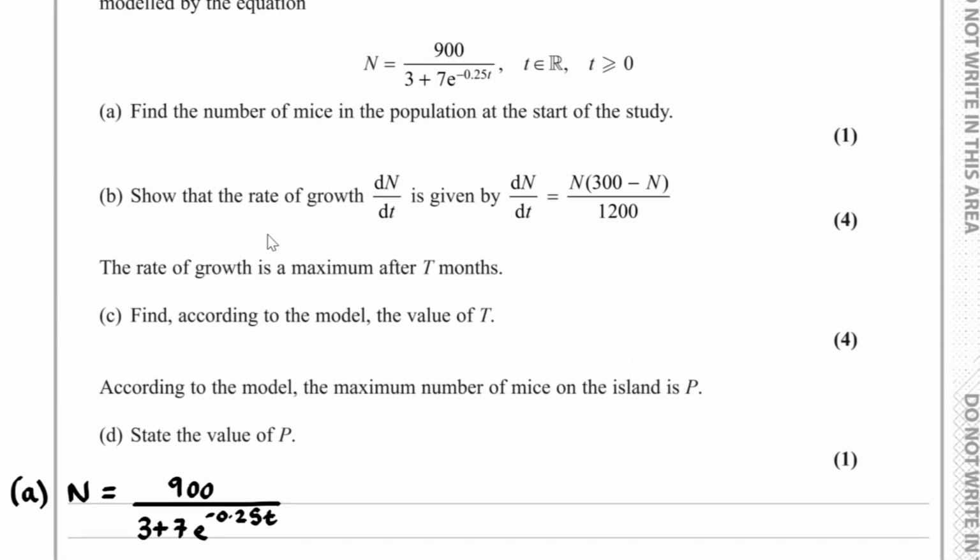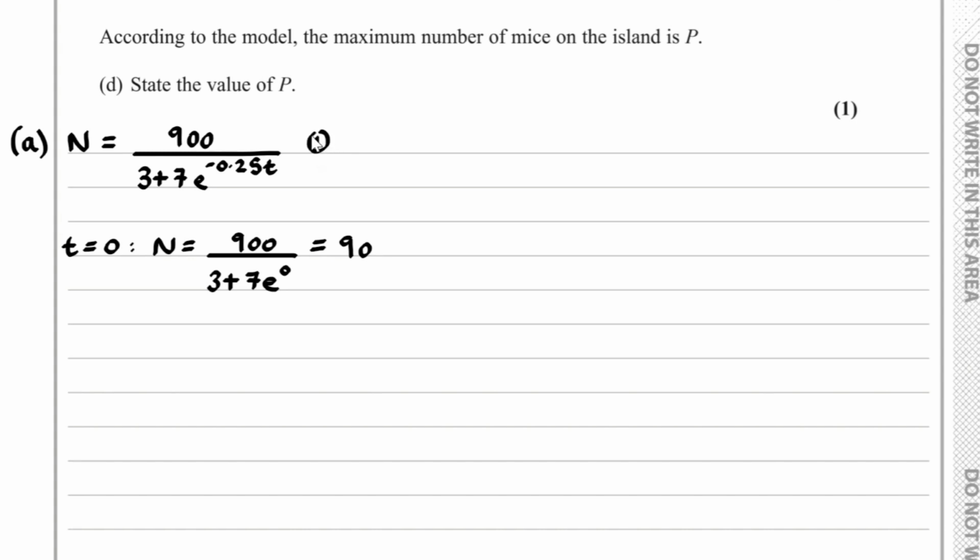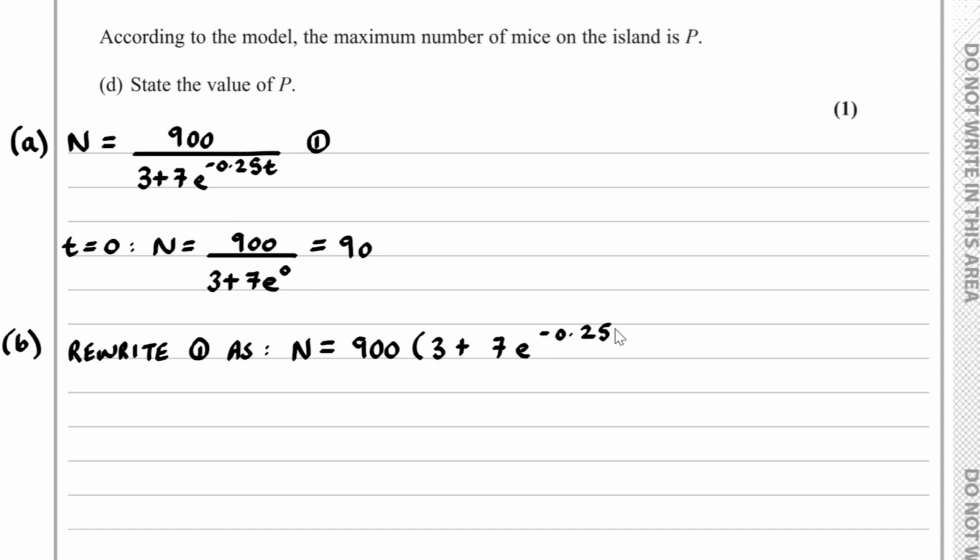Now, for part B, we have to show that the rate of growth dn/dt is given by dn/dt equals n times (300 minus n) over 1200. Well, if I call this equation 1, for part B, I'm going to rewrite equation 1 as n equals 900 times (3 plus 7e to the minus 0.25t) to the power of minus 1. And the reason I want to do this is because I can now use the chain rule to find out what dn/dt is.